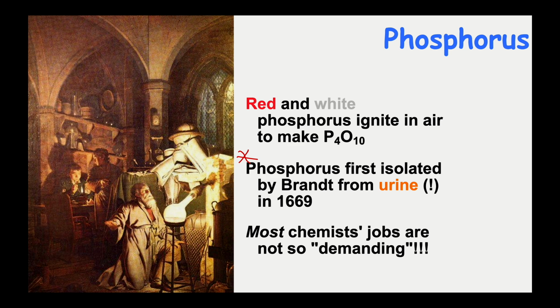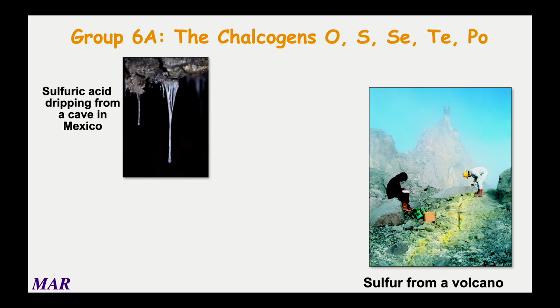It may not be what you thought, but it still will be cool. Group 6A, which has the fancy name chalcogens, but you don't have to know that either. Oxygen, of course, so important for life. Sulfur and selenium, also important. Sulfuric acid, of course, is a big industrial chemical, sulfur in volcanoes. Tellurium, polonium, not as used, but also pretty interesting stuff.